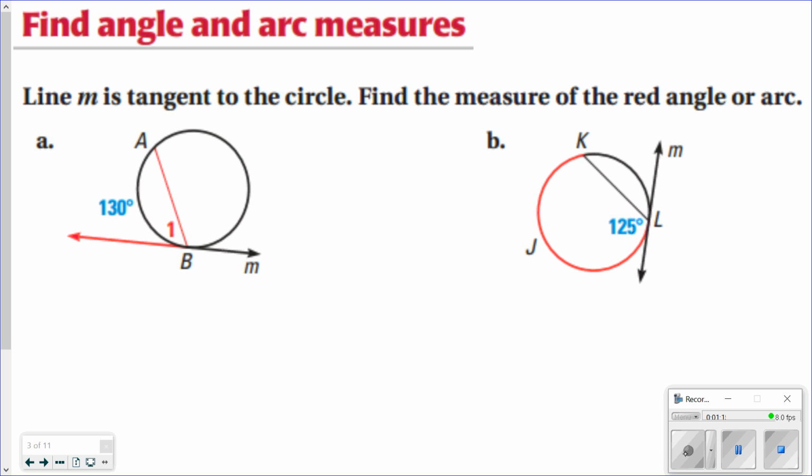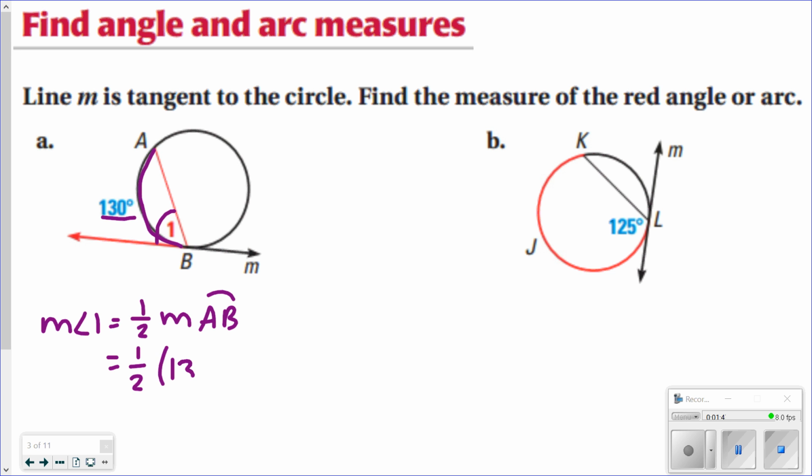So here's some practice problems. Line M is tangent to the circle. Find the measure of the red angle or the red arc. So if we look at A here, we want to focus on the measure of angle 1. We know that the measure of angle 1 is equal to 1/2 the measure of its arc, and that is arc AB. Well, it tells us that arc AB is 130, so I'm going to do 1/2 of 130, and when you plug that in your calculator, you end up getting that the measure of angle 1 is 65 degrees. Let's look at part B here.